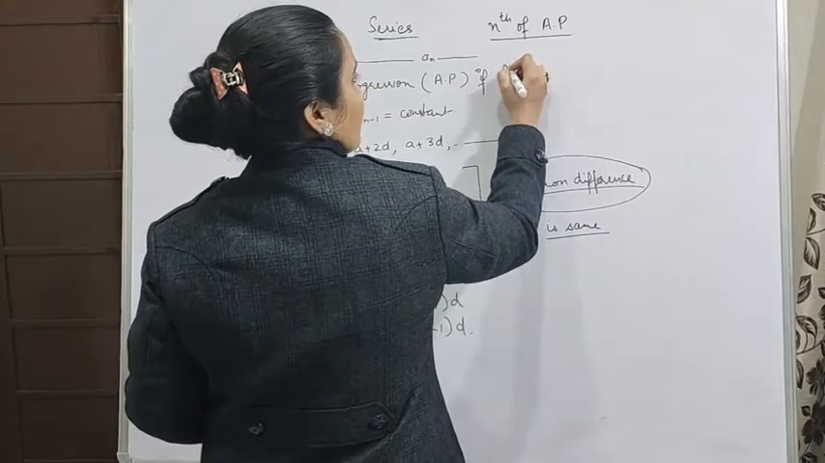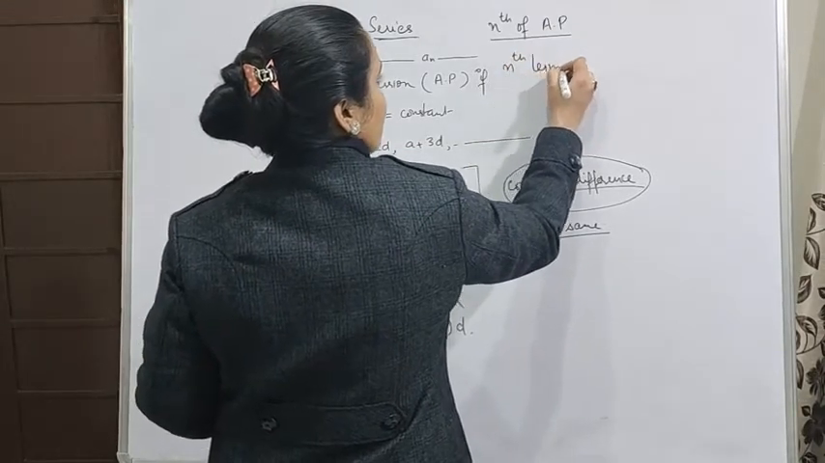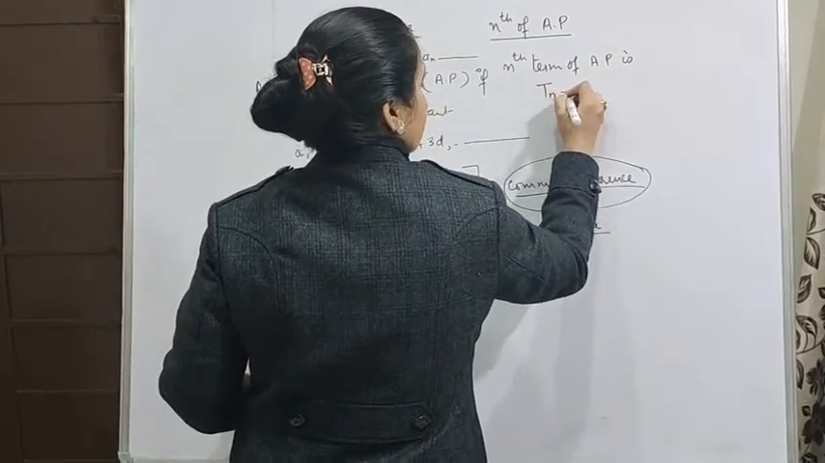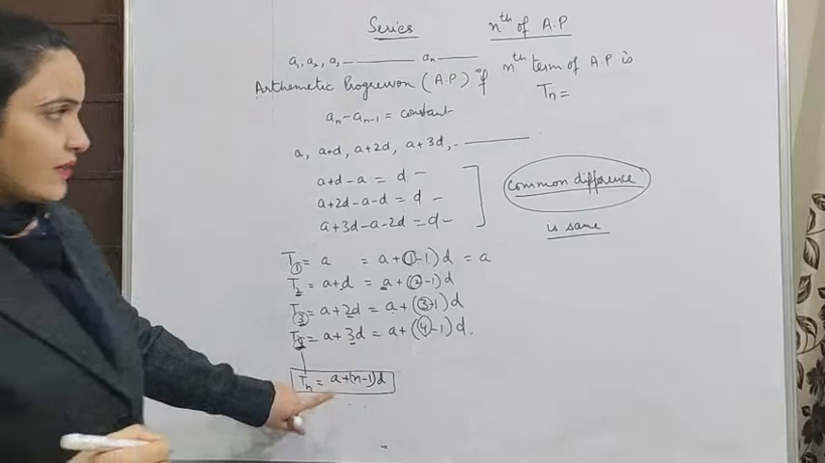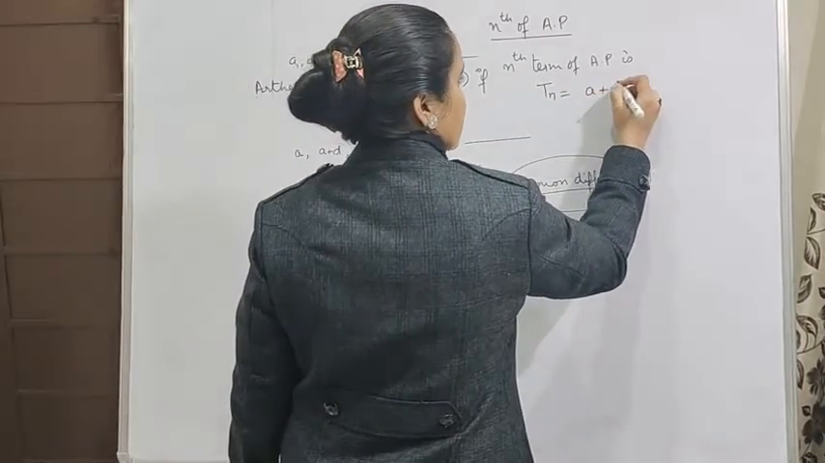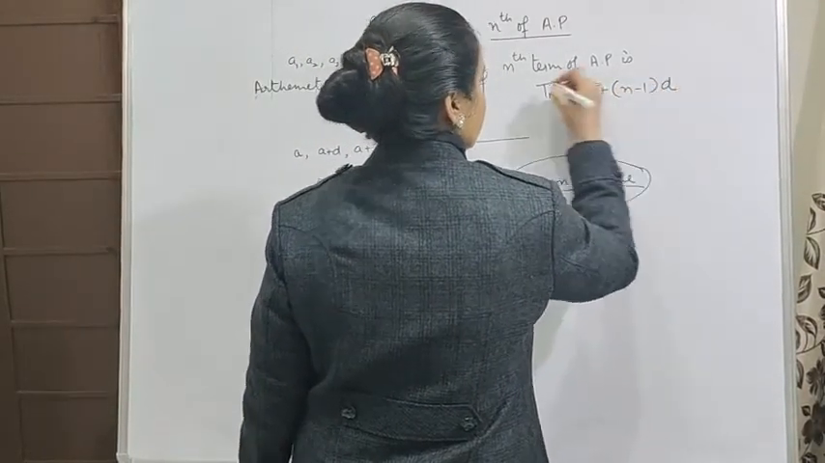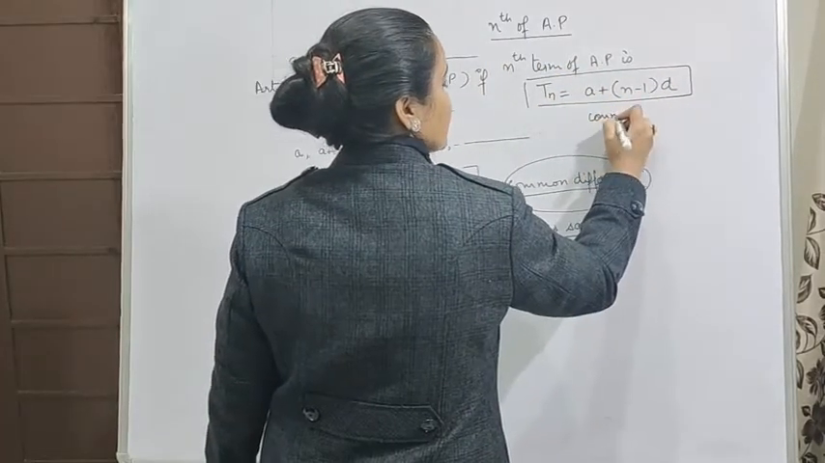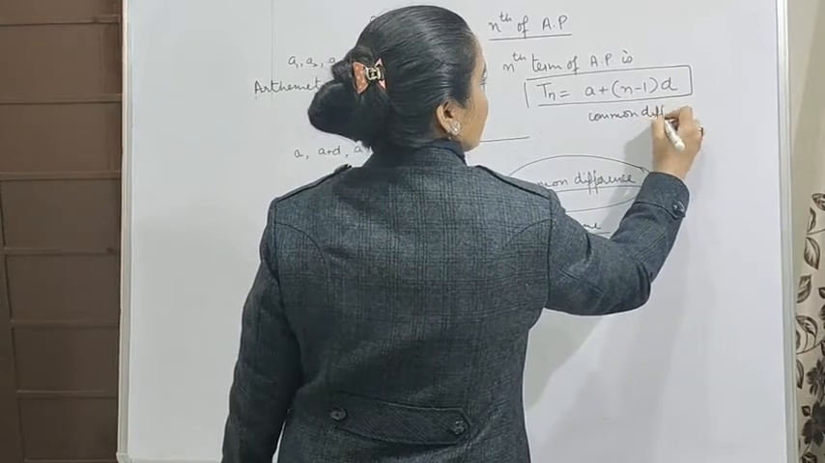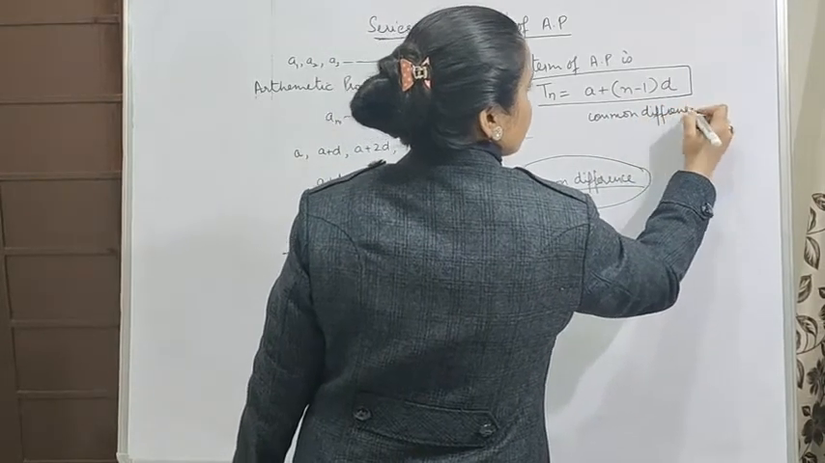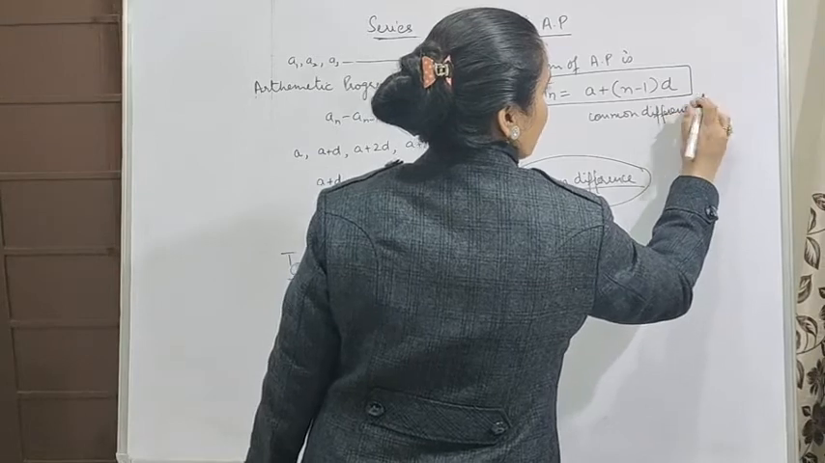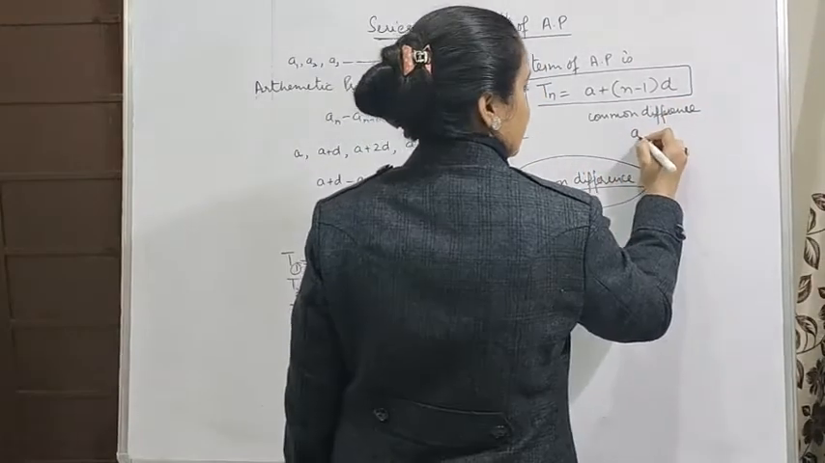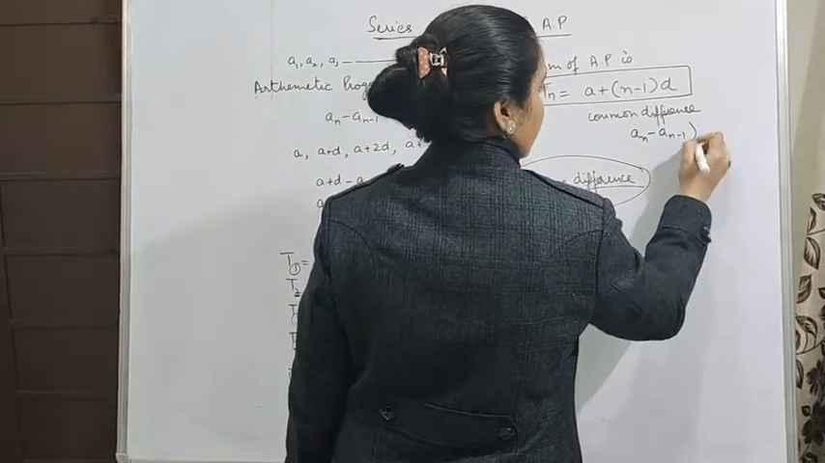So nth term of arithmetic progression is given by Tn, which is equal to, we have derived here, A plus n minus 1 times D. What is D here? D is the common difference. And how will we find common difference? We will find common difference by subtracting an minus 1.